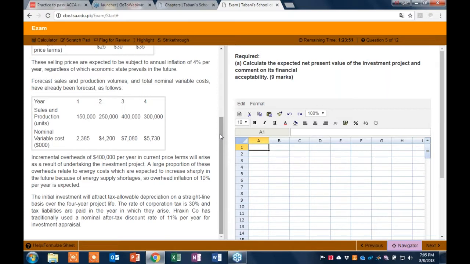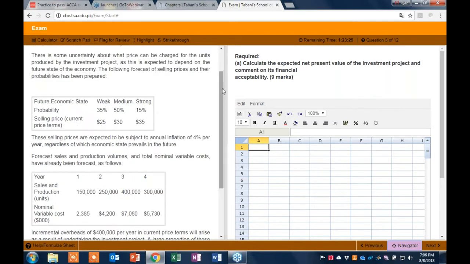The initial investment will attract tax allowable depreciation on a straight line basis over the 4-year project life. The rate of corporation tax is 30%, and the tax liabilities are paid in the year in which they arise. Rexon Company has traditionally used a nominal after-tax discount rate of 12% per year for investment appraisal, and what we are supposed to calculate is the expected net present value.